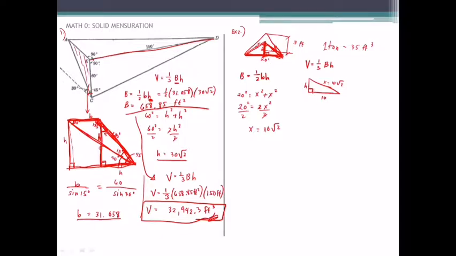So x now is the hypotenuse. Let us solve for h using the Pythagorean theorem. So h squared therefore is equal to x squared minus 10 squared, or that is 10 square root of 2 squared minus 10 squared. So h therefore is the square root of 10 square root of 2 squared minus 10 squared. So we can now solve the height of the triangular base. So our h now is 10.